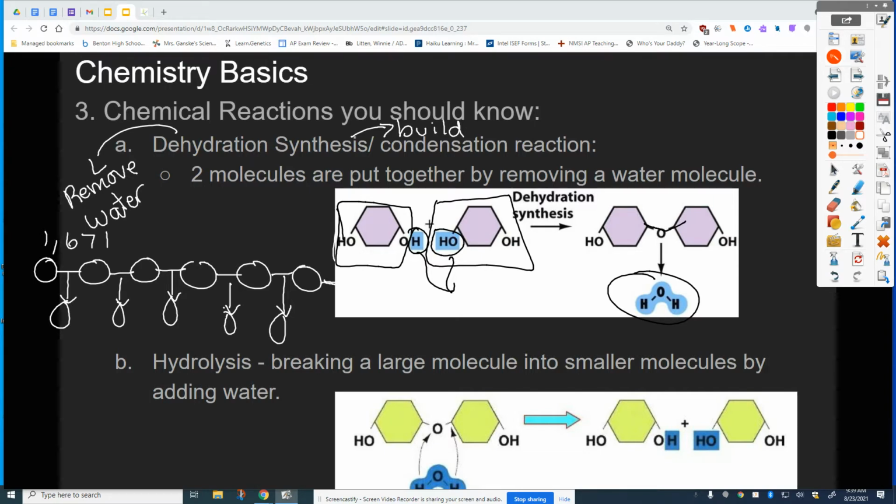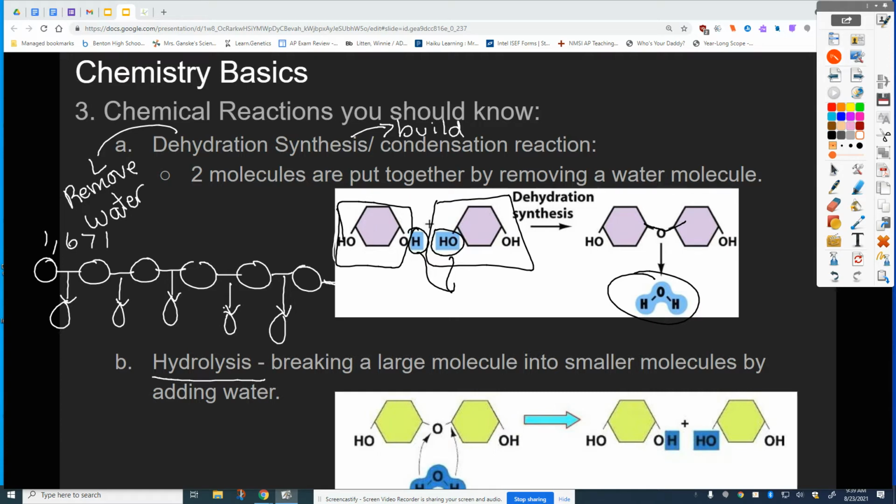So dehydration synthesis, are we building or breaking down? We're building, right? So if we're building something, are we going from something small to something big, or something big to something small? I'm building something, small to big or big to small? Small to big, right? All the little bitty bricks come together to make the house. That's dehydration synthesis.